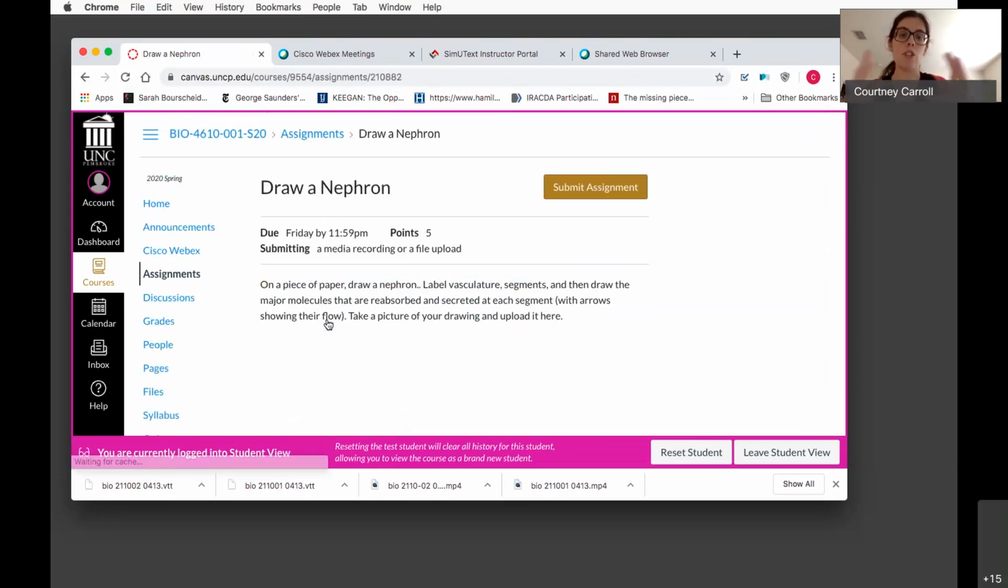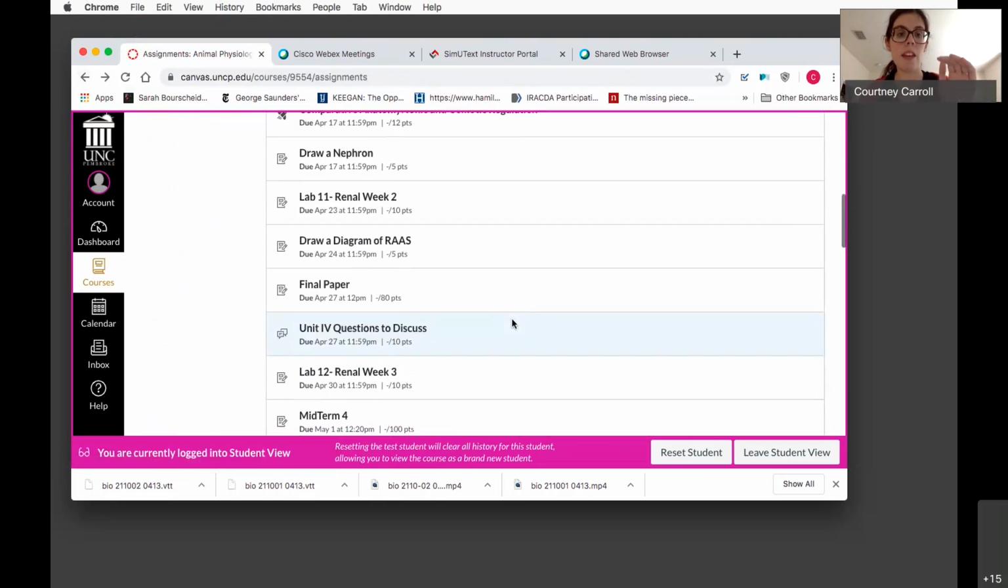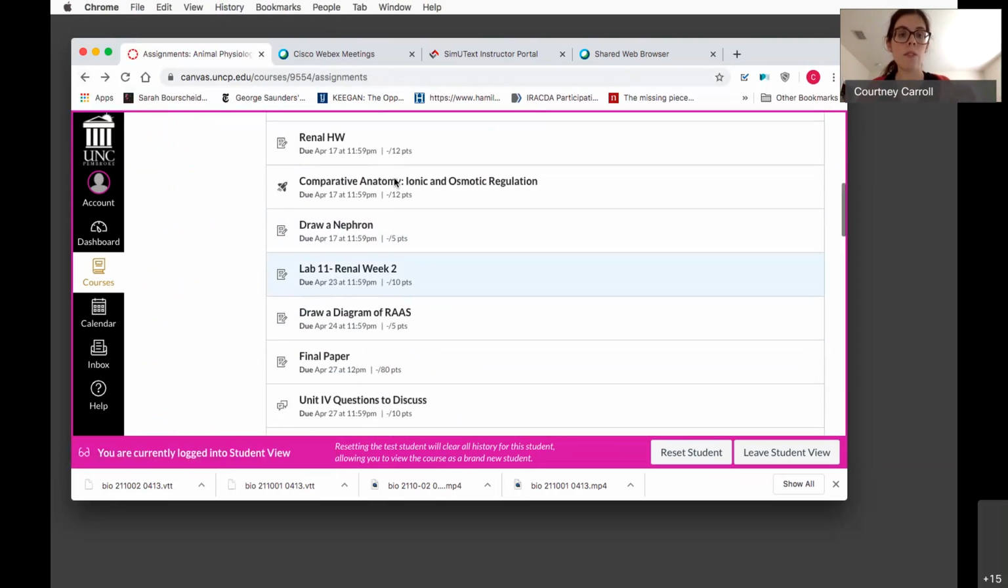So you're going to draw a nephron, label different parts, and this will make more sense after Wednesday's lecture in particular, and submit that. Okay. And then that is the first week. Second week, you've got another lab assignment, another drawing.